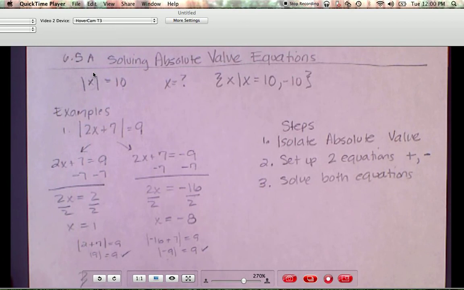So our set notation should look like this. x such that x equals negative 8 and positive 1. And really the order that you write these two numbers won't matter. You can write them in either order. Some people prefer in order of their size. Some teachers don't care either way. Okay, so there's example 1.